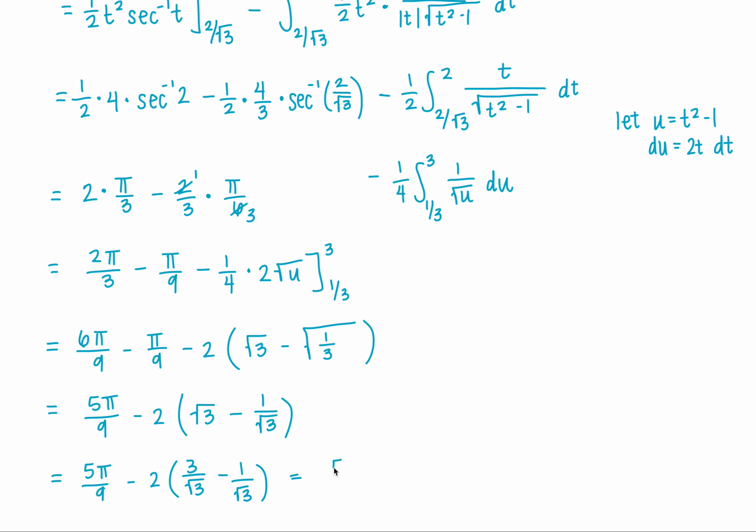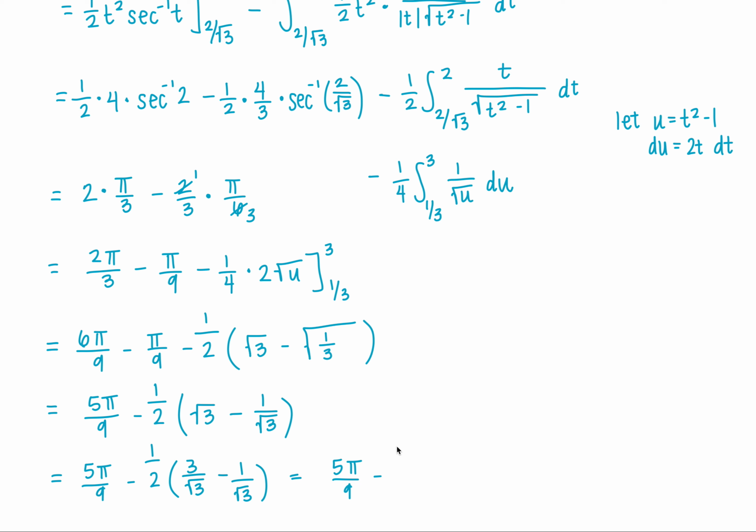So I have 5 pi over 9 minus, I just realized I made a mistake here. 1/4 times 2 is not 2. 1/4 times 2 is 1/2. Let's rewind that a little bit, fix that up. Some of you might have been watching the video going, you made a mistake. Thankfully, we caught it there.